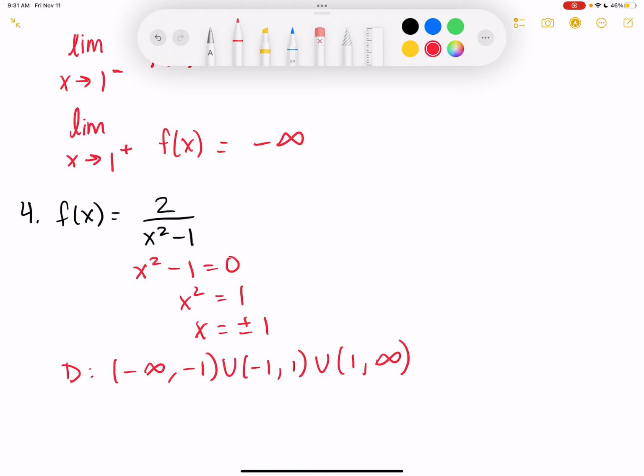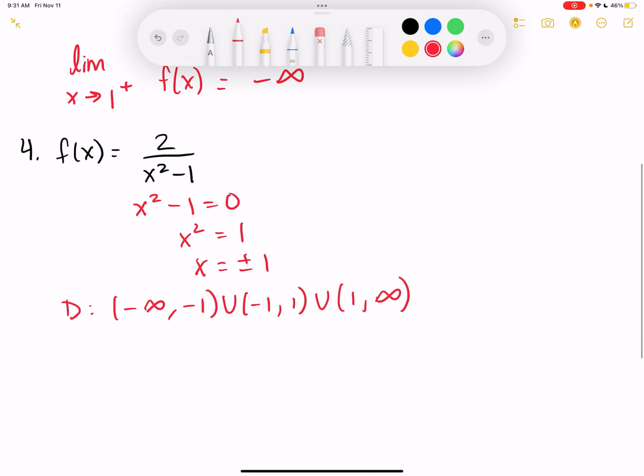And now, because no matter what I plug in, the x squared is going to make it positive, I'm only going to do it for one of them instead of doing it for both. So the limit as x approaches, I'm just going to use the positive one, 1 from the left of f of x. So it'll just make it positive.